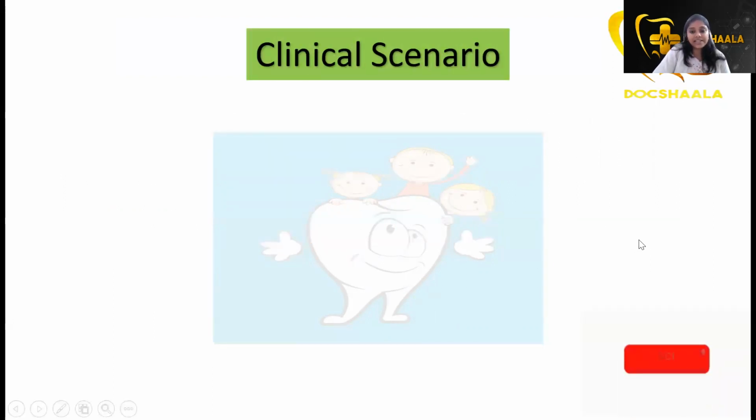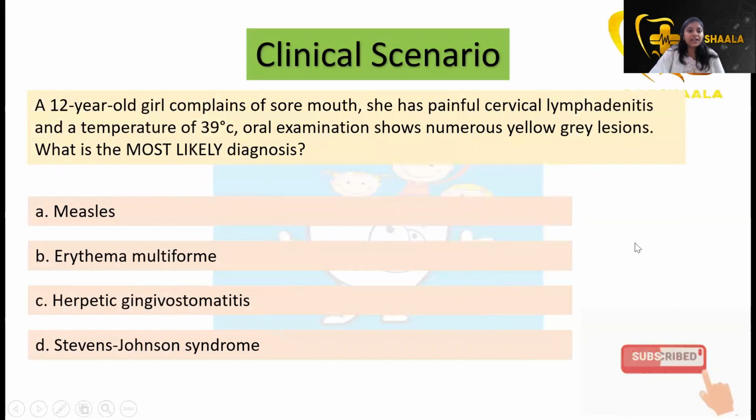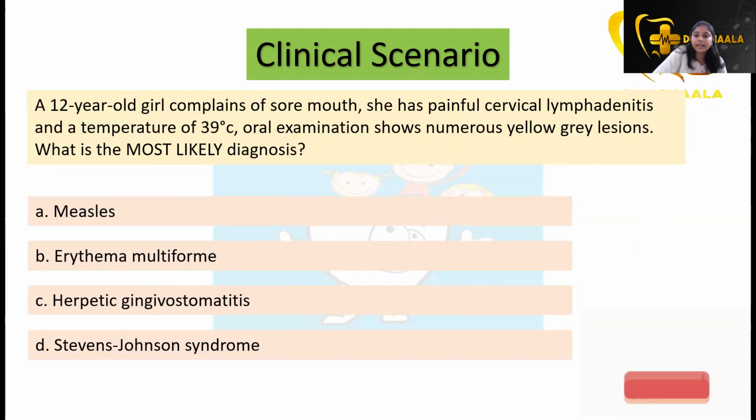So coming to a clinical scenario. A 12-year-old girl complains of a sore mouth. She has painful cervical lymphadenitis and a temperature of 39 degrees Celsius. Oral examination shows numerous yellow-gray lesions. What is the most likely diagnosis? So actually it is a 12-year-old girl.